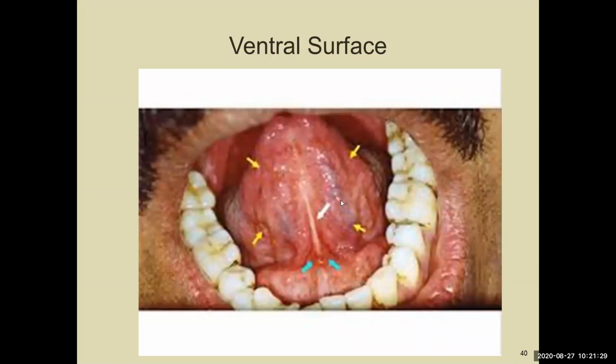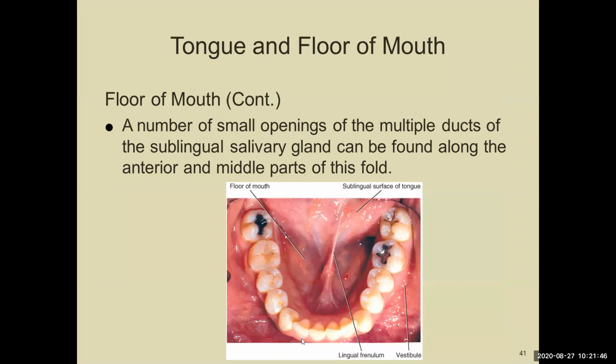Here you can see a little vein, which is like a varicosity. You might be able to see the foliate papilla on the sides. And then we're going to be talking about plica fimbriata as well. So this is another picture, which is a little clearer.